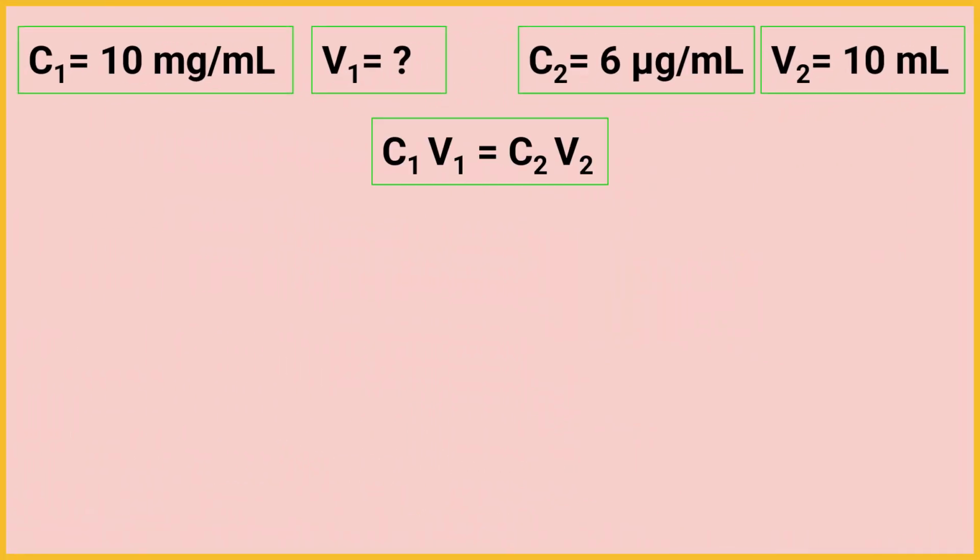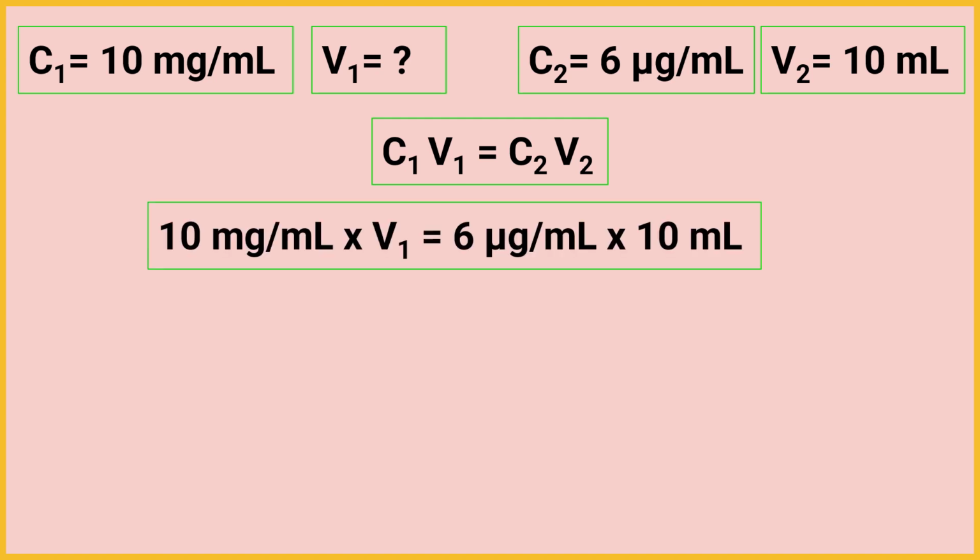Let's substitute the variables into the C1V1 equals C2V2 equation. C1 equals 10 milligrams per milliliter. V1 is the value that we will calculate. C2 equals 6 micrograms per milliliter. And V2 equals 10 milliliters.